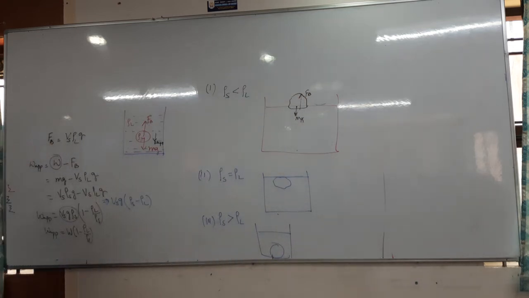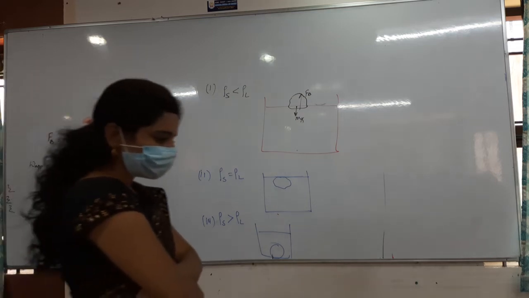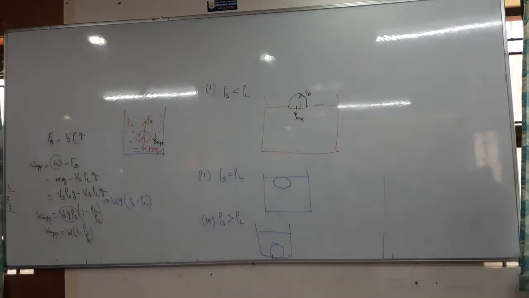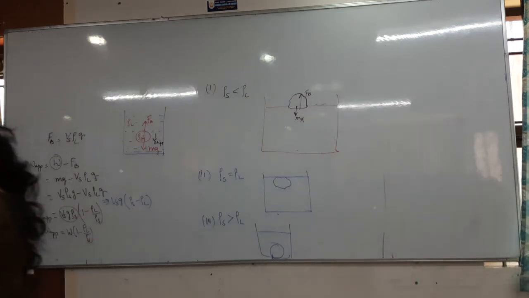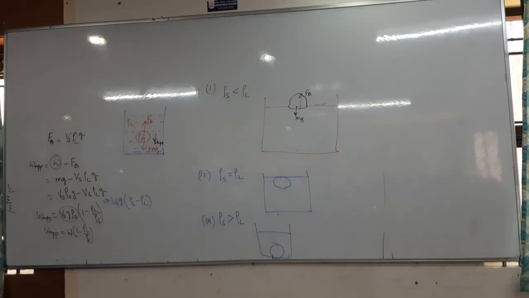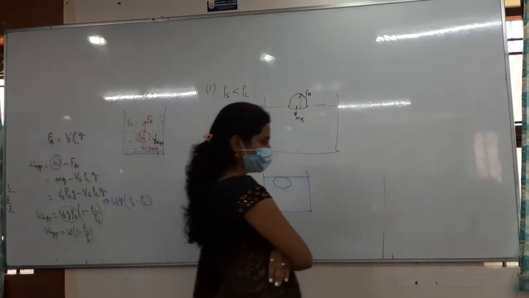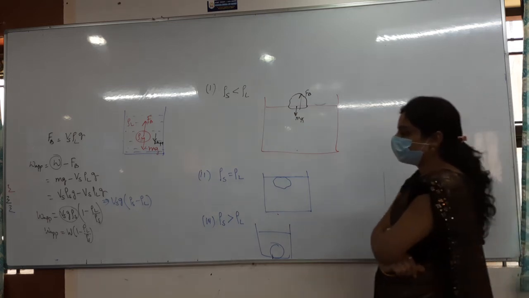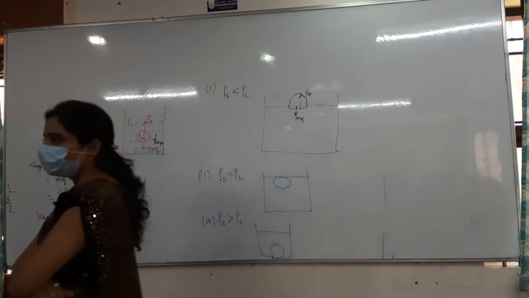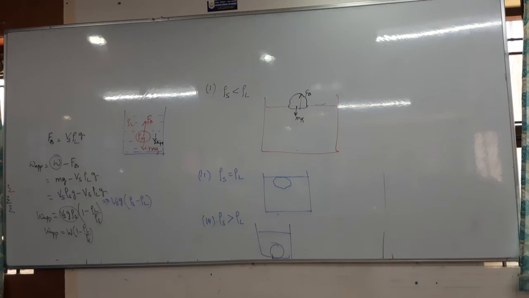Next, second case, rho S is equal to rho L. When substance density and fluid density are the same, then apparent weight is 0. Then the body is just submerged below the free surface.